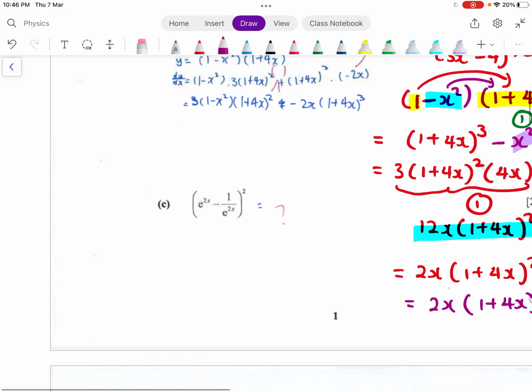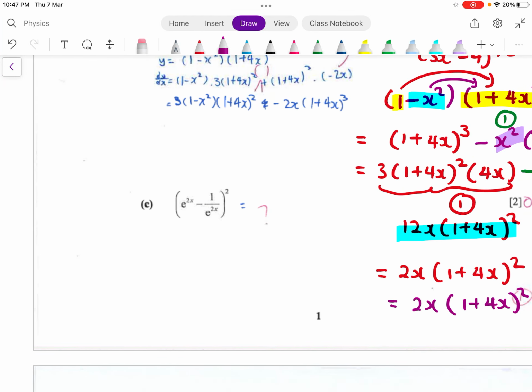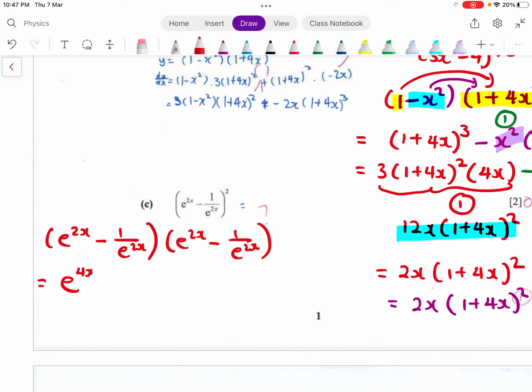Okay, so now let's move on to part C. Every time you see this, you might think of using your chain rule. Actually, don't need. When you see something that can be expanded, you expand, so it's easier to do your differentiation. For example, (e^(2x) minus 1 over e^(2x)) squared, so you write e^(2x) minus 1 over e^(2x) twice. I do the rainbow mentally. I'll get e^(4x) minus 1 minus 1 plus 1 over e^(4x).